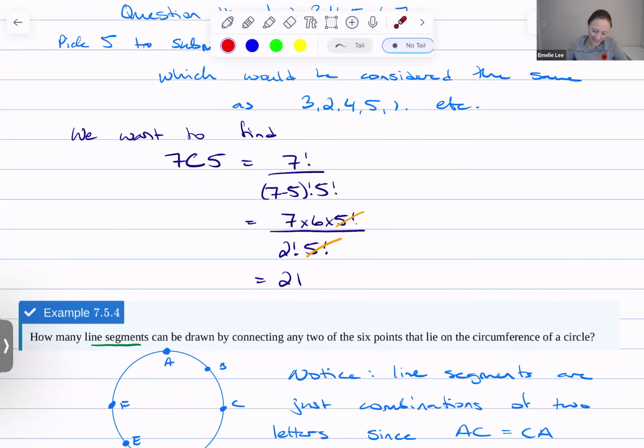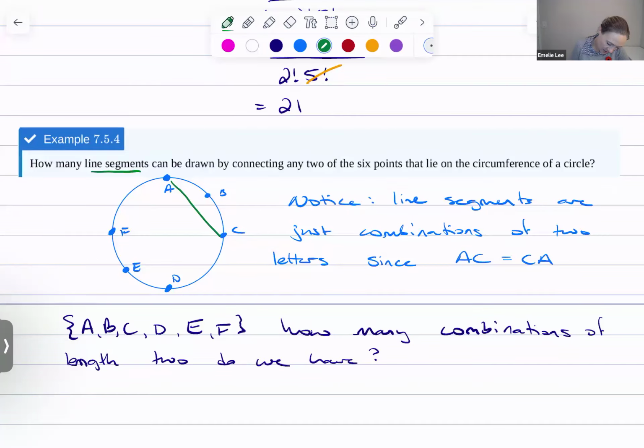Now, if we think about a line segment, such as AC, line segments are just combinations of 2 letters, because the line segment from A to C is the same as C to A. And so that makes it a combination, because the order that I do it in doesn't matter. It generates the same line segment. Same thing if you wanted to go from C to F or F to C, it's the same thing.